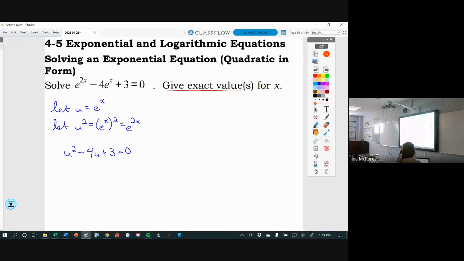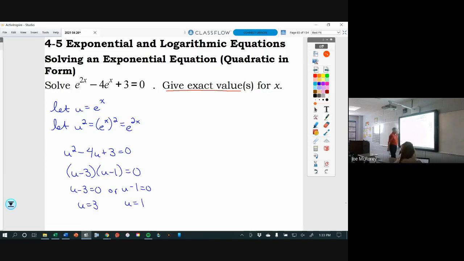I need two numbers that multiply to get 3 but combine to get negative 4. Negative 3 and negative 1. So (u minus 3)(u minus 1) equals 0. Now I have two factors multiplied together that get 0. The only way to multiply things together and get 0 is if one or both of them are 0. So u minus 3 equals 0, or u minus 1 equals 0. So u equals 3, or u equals 1.